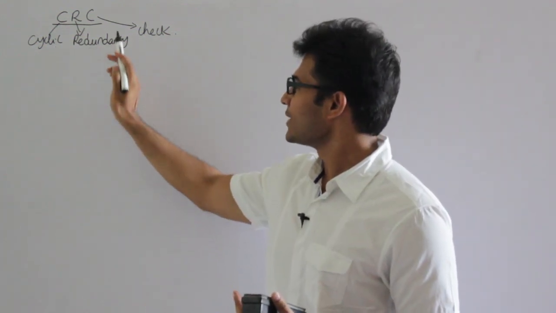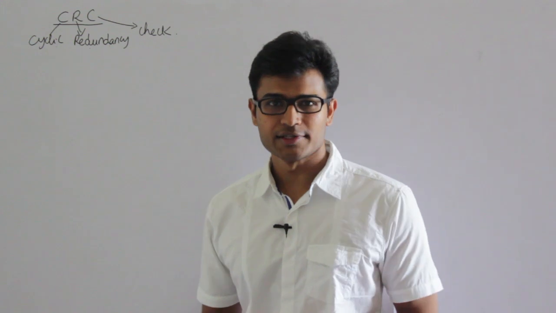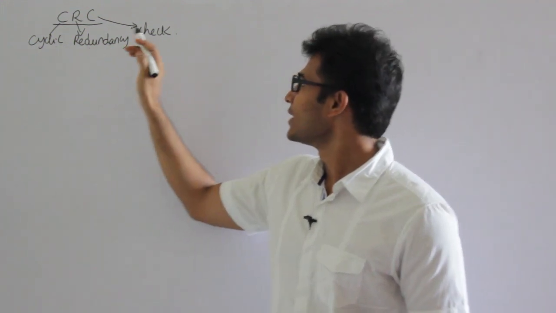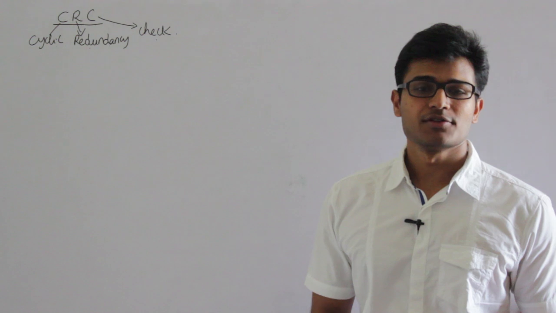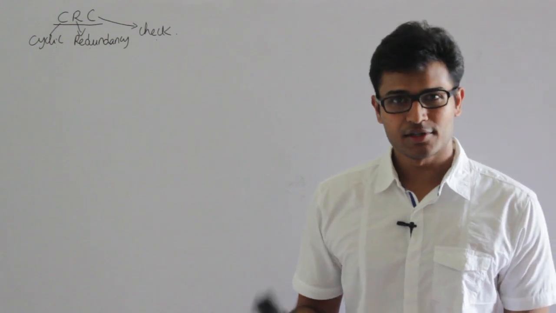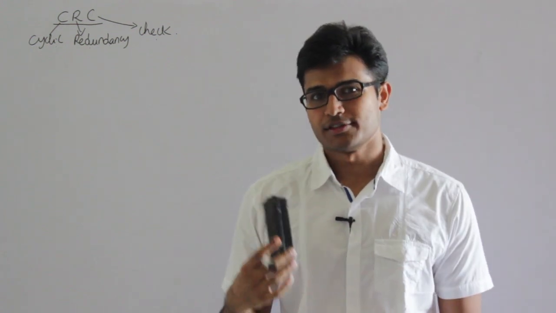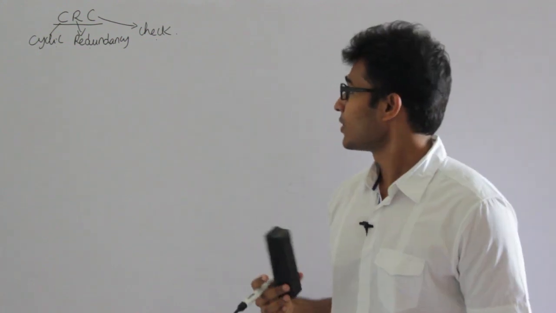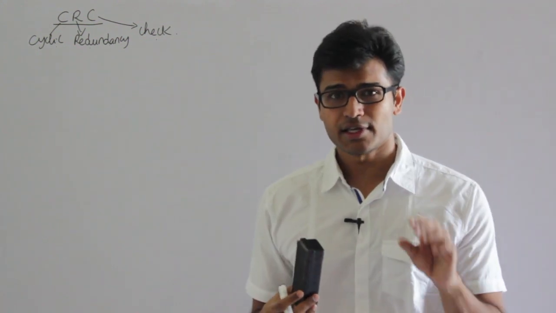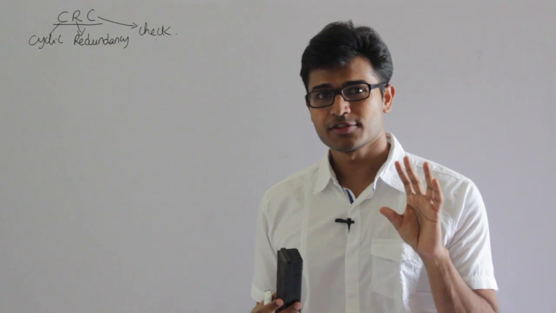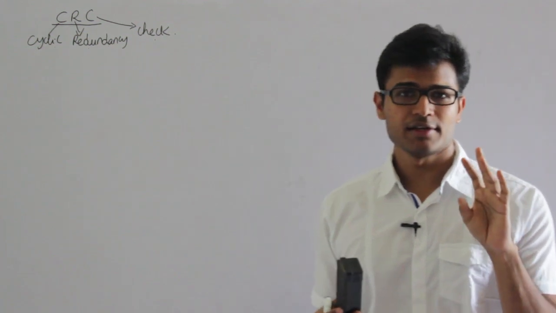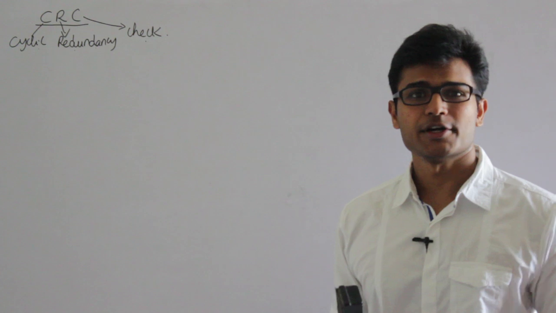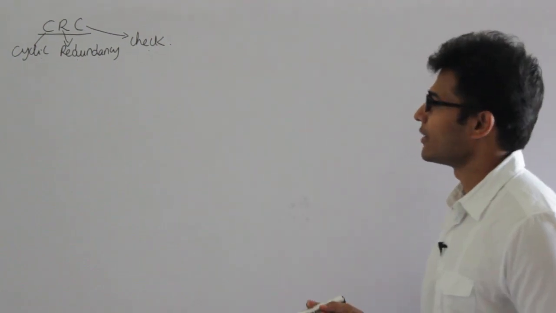And next one is redundancy. Redundancy means we have the actual data to which I am going to add some redundant amount of bits. That is why it is called redundancy. And check means the receiver is going to check whatever you have sent. Cyclic means it is a cyclic code, redundancy means we are going to add extra bits, and finally the receiver is going to check whatever you have sent. Therefore it is called cyclic redundancy check.